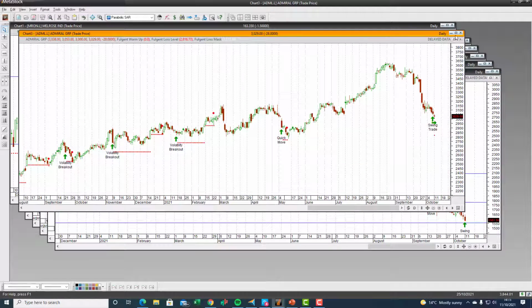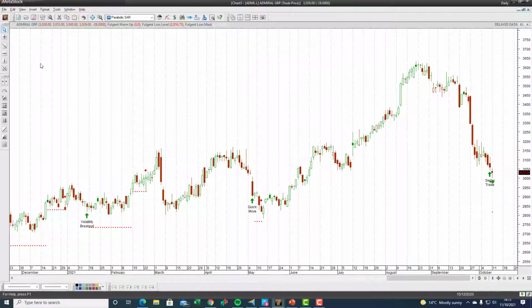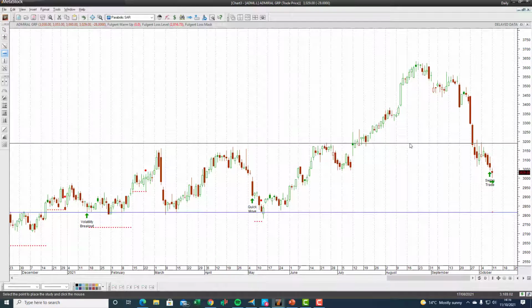Admiral. Let's review that one. You can see quite a lot of nice volatility breakout trades. Quick move there. And now we have a swing trade. And there's a very wide stop loss on this one. Wow, it's really accommodating. The AI learned from this experience, analyzing the volatility during that sell-off to readjust the trailing stop loss.